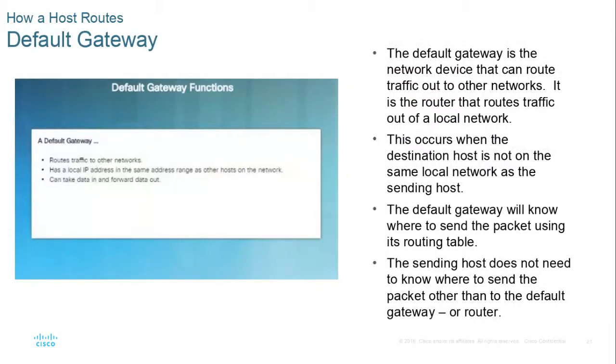So the default gateway, and they used to be called gateways, now they're called routers. It should be called the default router, but they still call it the default gateway in all those dialog boxes. So the default router, the friendly neighborhood router, routes traffic to other networks.